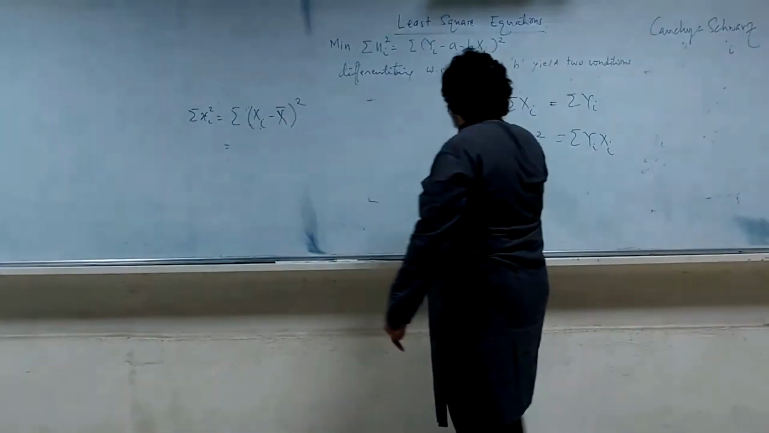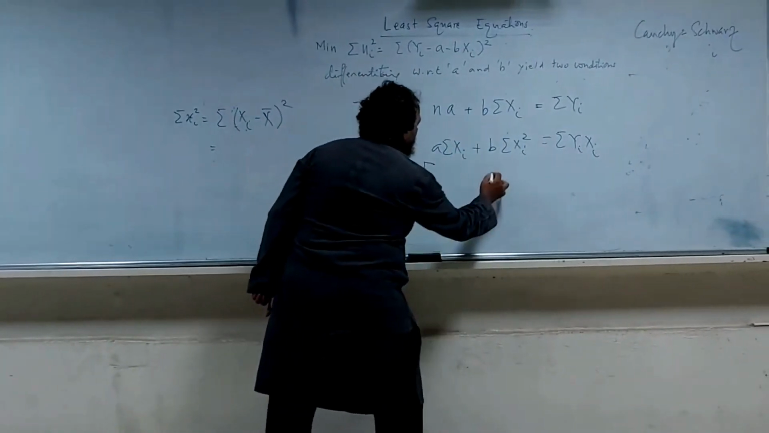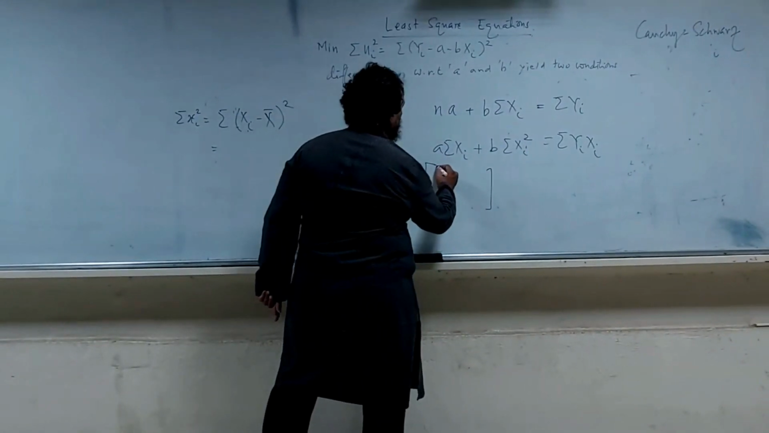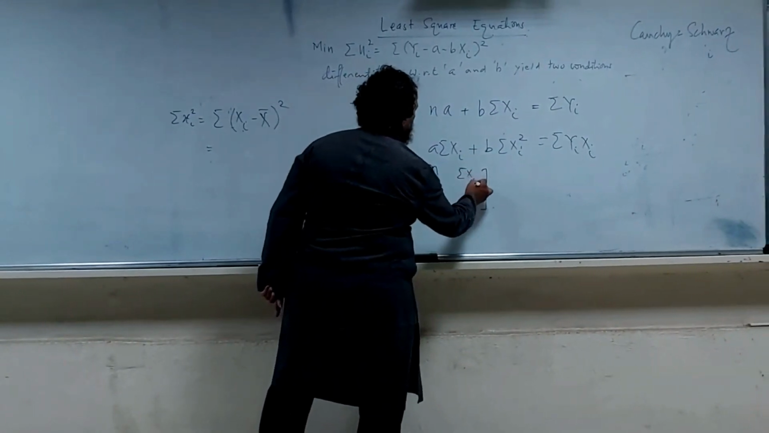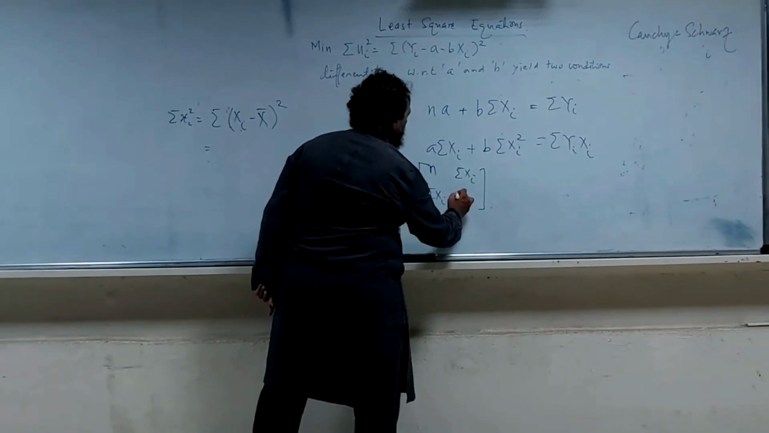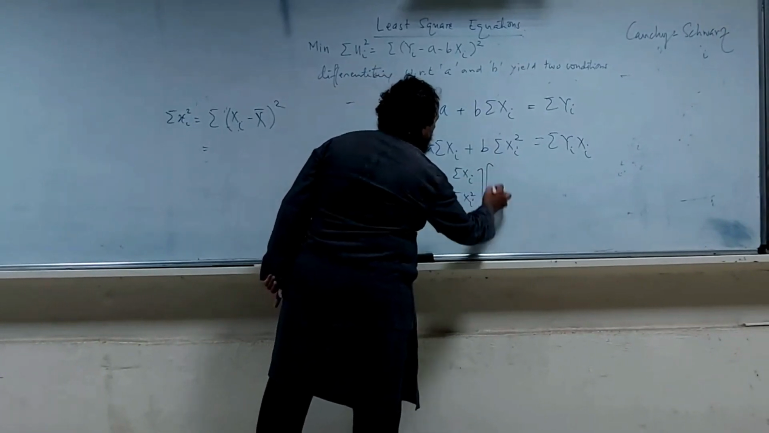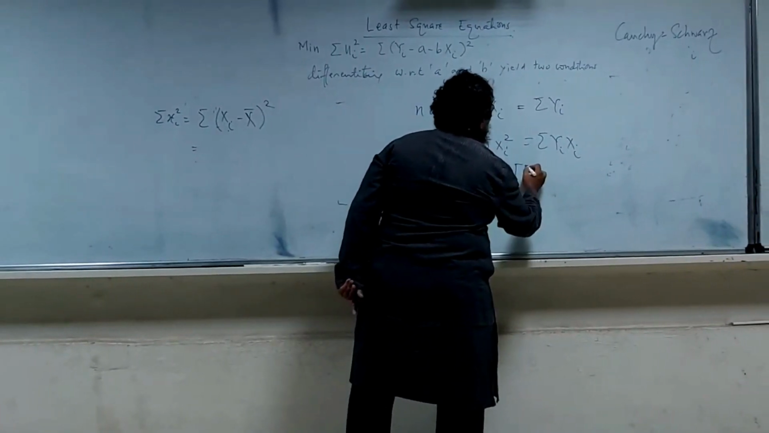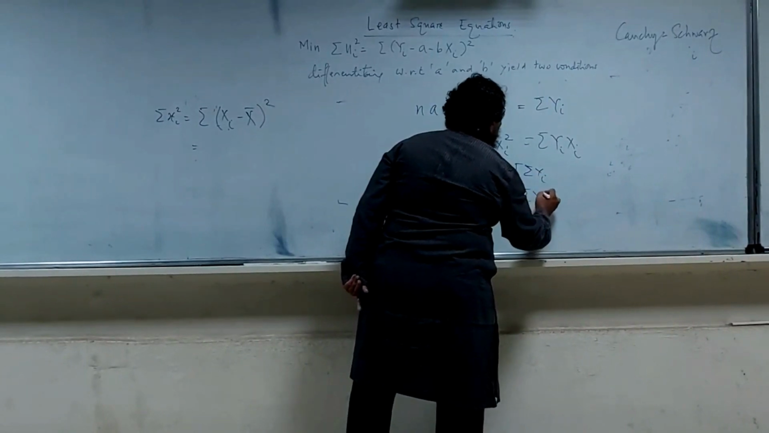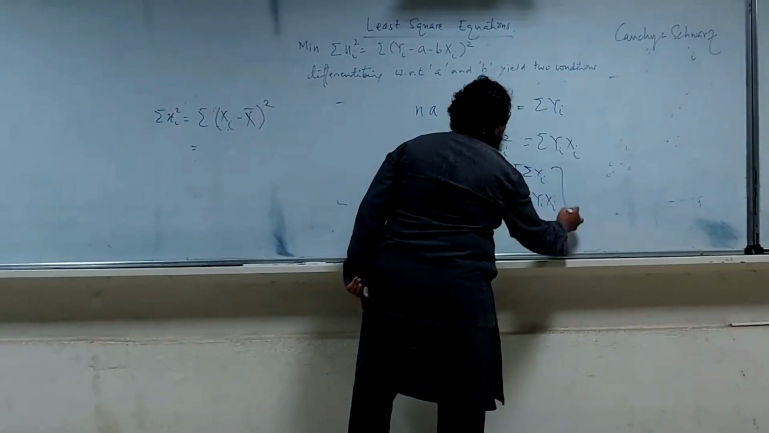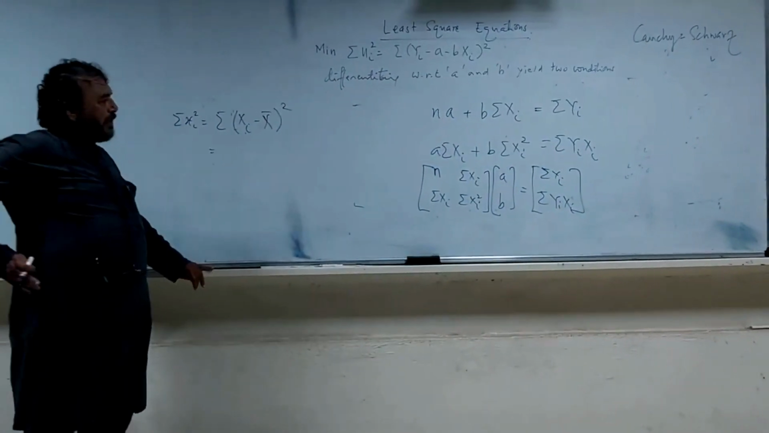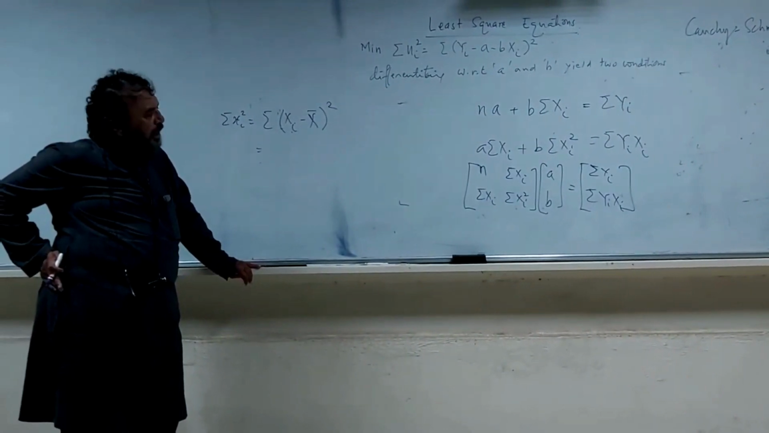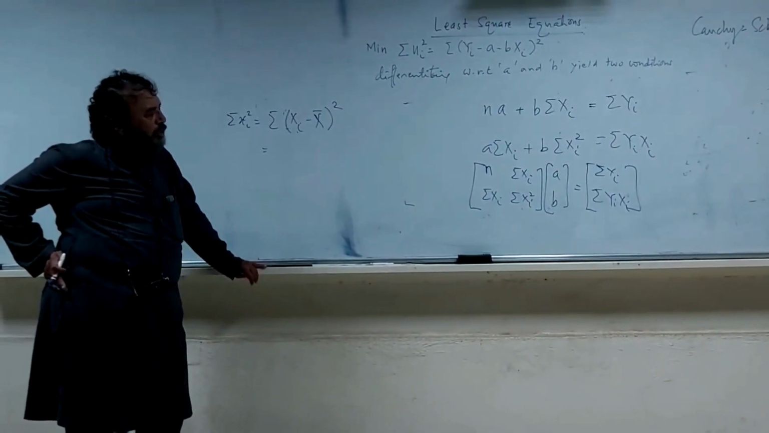And now what are the unknowns? A and B are the unknowns, so I can write the coefficients of A and B. Coefficients of A and B would be equal to n in the first equation for A, summation xi for B, again summation xi for A, and summation xi square for B. This whole thing will be equal to summation yi and summation yi xi. Simultaneous equations from the same data, but now written in matrix notation.